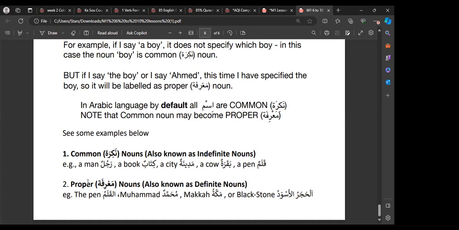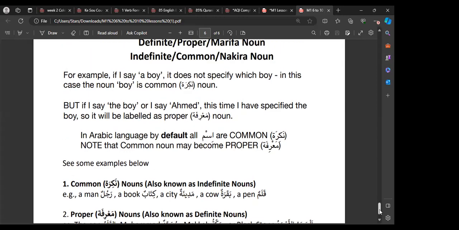And then in contrast, ma'rifa nouns. Al-Hajarul Aswad, the black stone. Makkah, Makkah is specific. Why is Madinah not specific? Madinah means a city. So you can say Madinat Makkah, the city Makkah. But Makkah is specific. It's the city Makkah. Whereas Madinah is any city can be called Madinah. So Makkah, and then you have Muhammadun and Al-Qalamu, the pen. Not a pen, the pen.